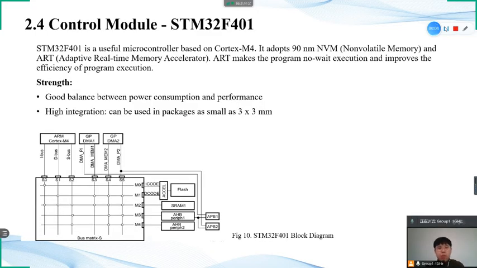Hello everyone, my name is Zhibin. At the beginning, I will introduce you to the control module. In this module, we use STM32F401 as the core chip. It is a useful microcontroller based on Cortex-M4. It mainly adopts NVM and ART technologies. Here are two main strengths of this chip. First, it has a good balance between power consumption and performance. Second, it is a highly integrated chip. And here is the block diagram of this chip.